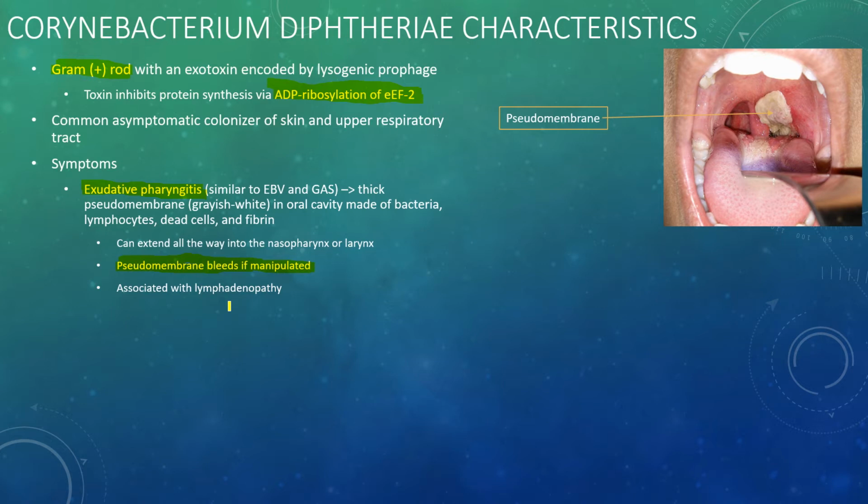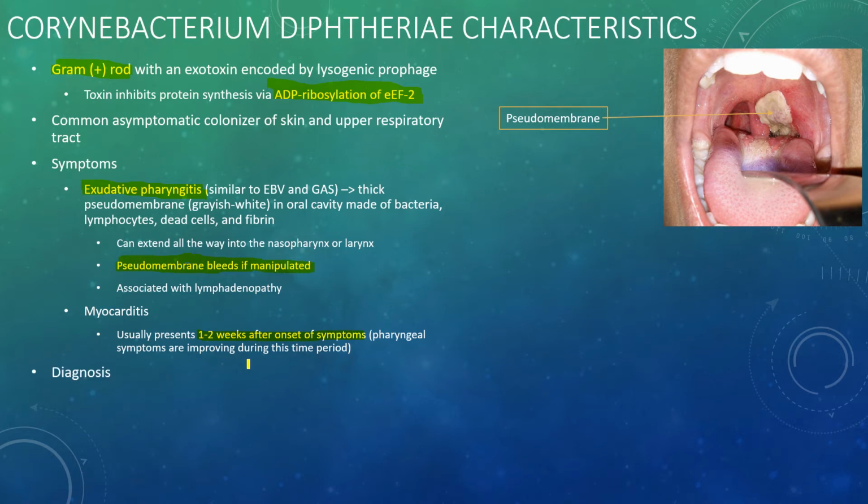It's also associated with lymphadenopathy, and that gives you a bull neck appearance. You get a very thick neck with this disease. Another thing that can happen with Corynebacterium diphtheriae, which we'll talk about more in the next slide, is myocarditis. Usually presents about 1 to 2 weeks after the onset of symptoms. So as the pharyngeal symptoms are improving, that's when the myocarditis strikes and gets pretty bad. So always remember, the pharyngeal symptoms start going down, that's when the heart symptoms start to appear with Corynebacterium.